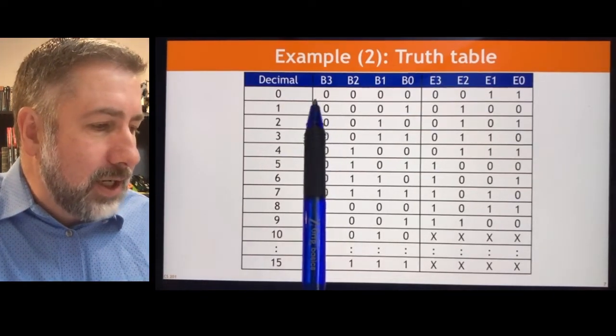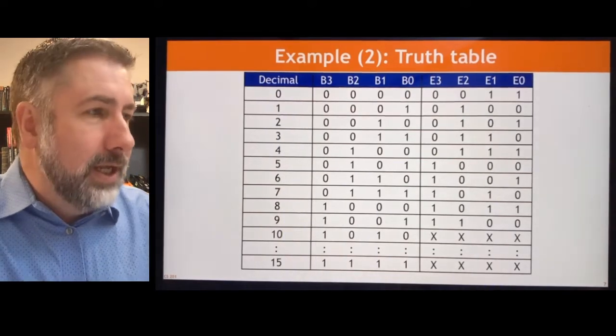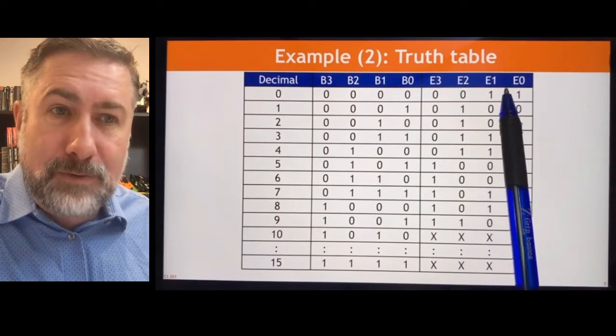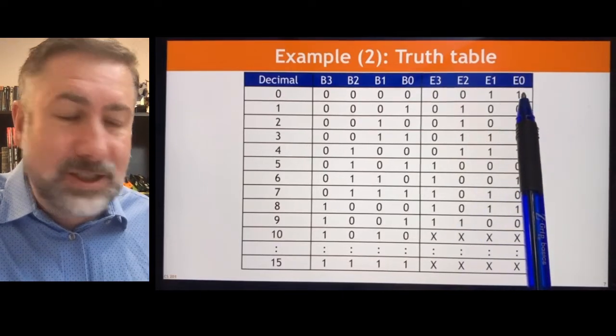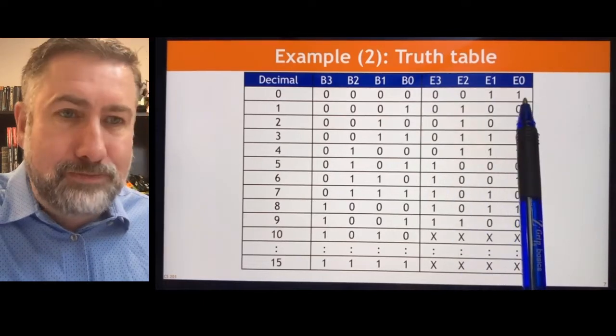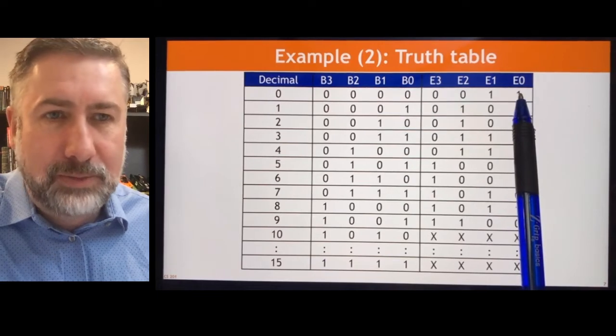But what we can see is the decimal number 0, or this should be binary coded decimal 0, has an output of E3 is 0. The output of E2 is 0, the output of E1 is 1, and the output of E0 is 1, making a combined output of the XS3 number 0, which looks like the number 3 in our regular binary.